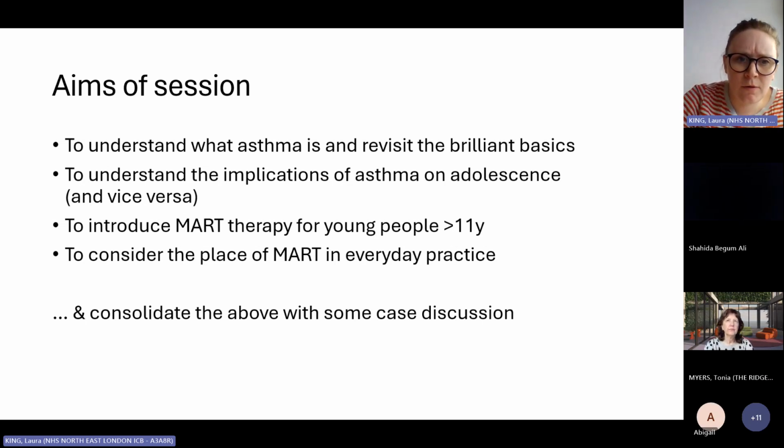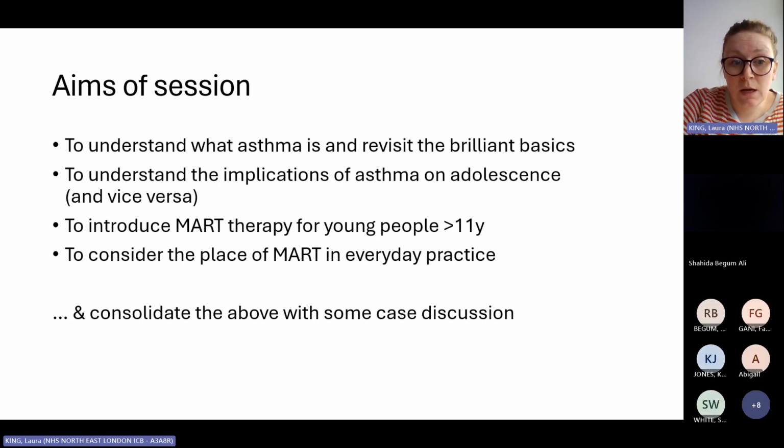We can introduce MART therapy for children, I keep saying children, young people over 11, and consider the place of MART in everyday practice, and also by default AIR therapy, which we'll talk about in a minute. And then hopefully consolidate all of the above with some case discussions. I've got a couple of case studies at the end.